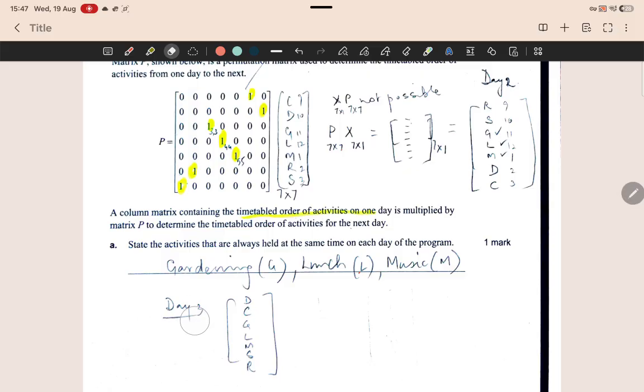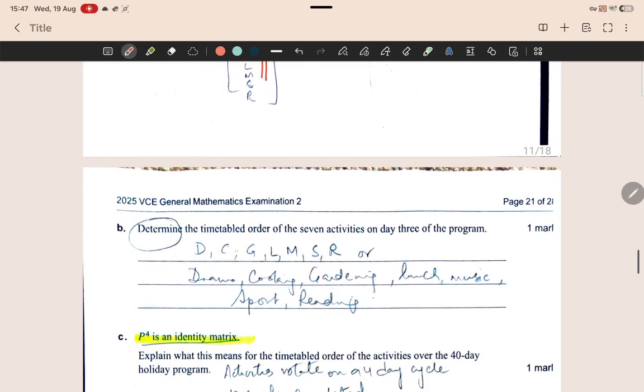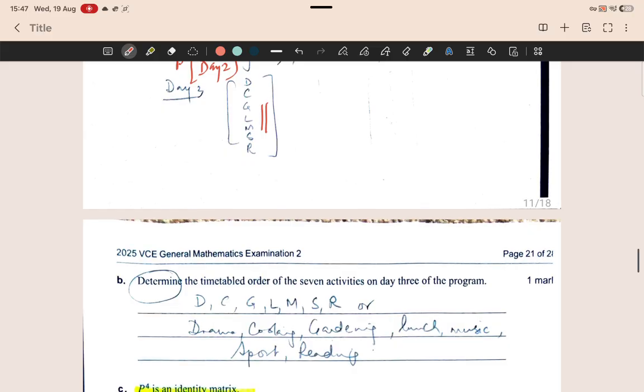I continued to work for day 3 also, and I still found that G, L, and M are in the same positions. So this was basically the permutation matrix multiplied by day 2, which gave me day 3. Determine the timetabled order on day 3. So that was how I got it, and that is the order in which it occurs.